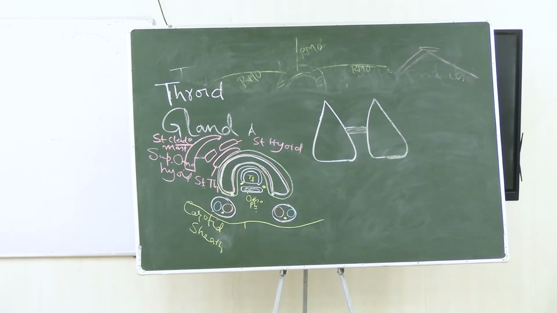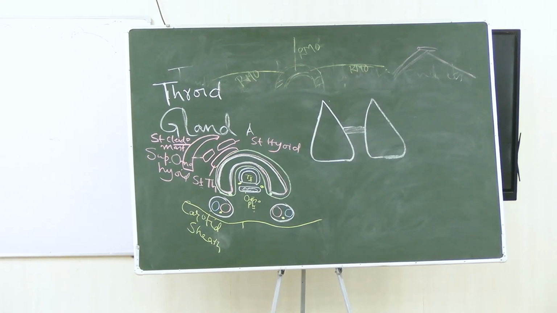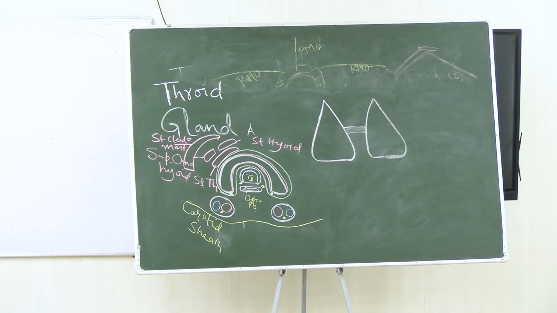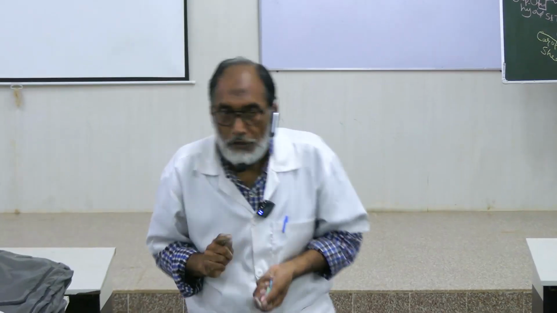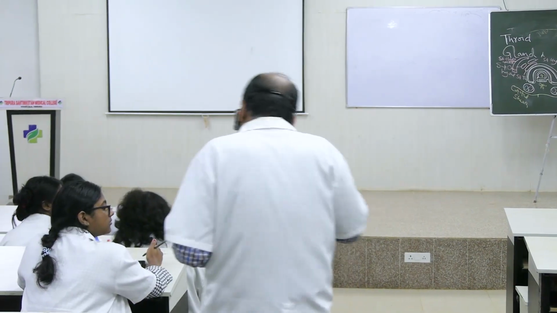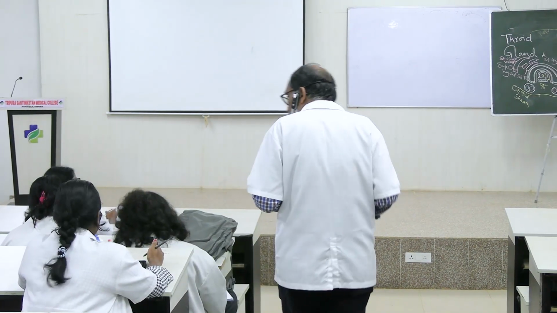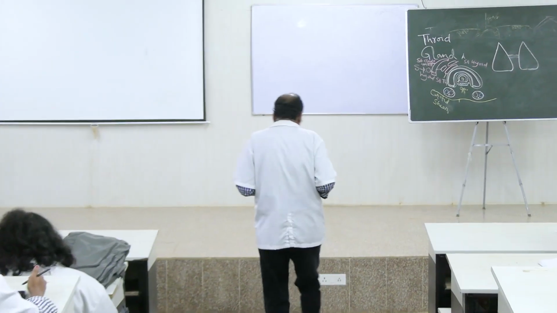Now, another artery supplies, that is called the inferior thyroid artery. Inferior thyroid artery is a branch of thyrocervical trunk. Thyrocervical trunk is a branch of the subclavian artery, the first part of the subclavian artery.